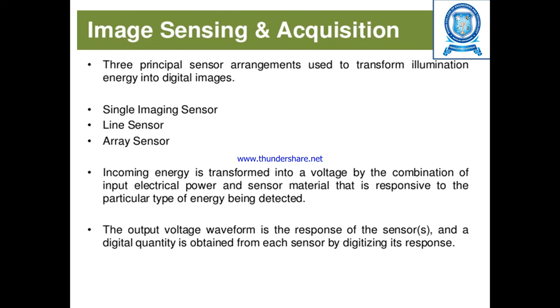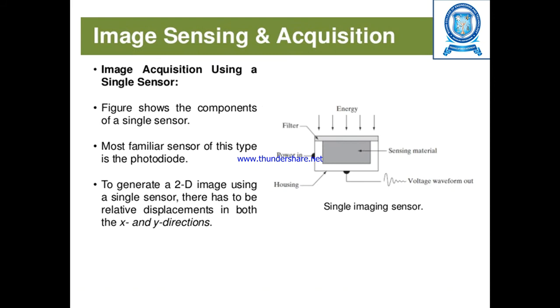The incoming energy is transformed into voltage by combining the electrical power and the sensor material, which is responsible for the amount of energy detected. Finally, the output waveform is obtained as the response of the sensor, and that sensor output is sampled and quantized by digitizing the response obtained at the output of the sensor.